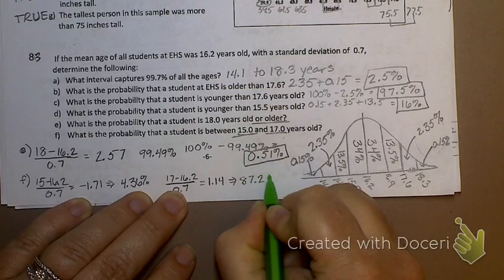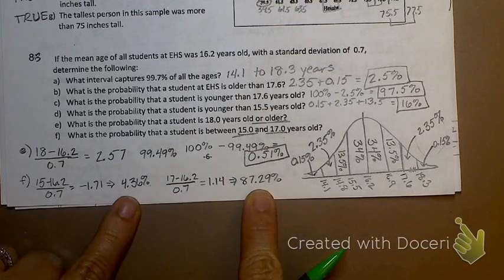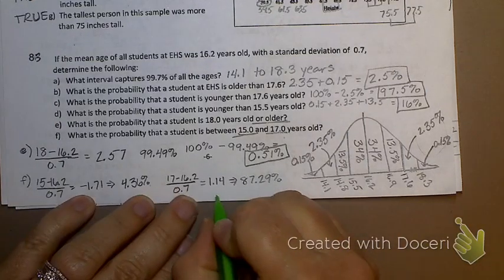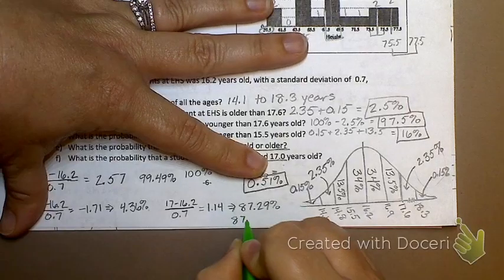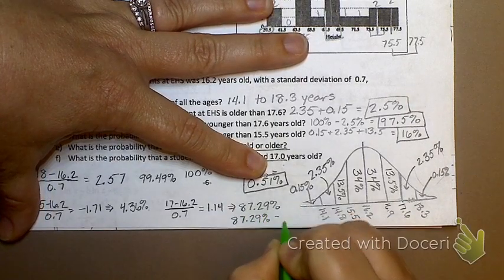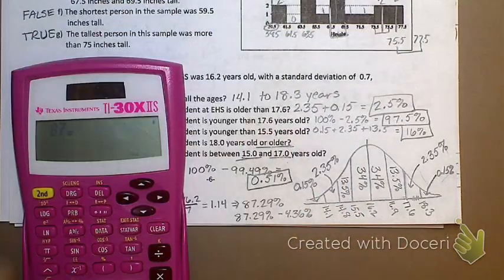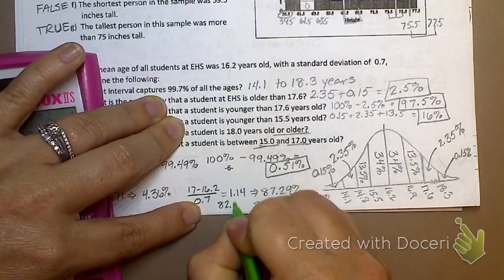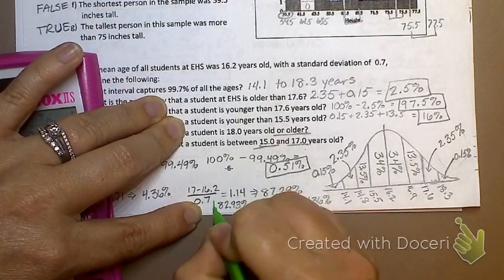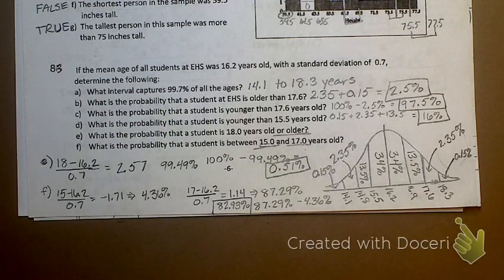So what do I do to find between? I take the bigger percent and I subtract the smaller percent. Goodness. All right, so 87.29% minus 4.36%. And what's my answer? 82.93%. I'm glad it's my last one because I'm running out of paper there. All right, there's the stats part. Happy studying.